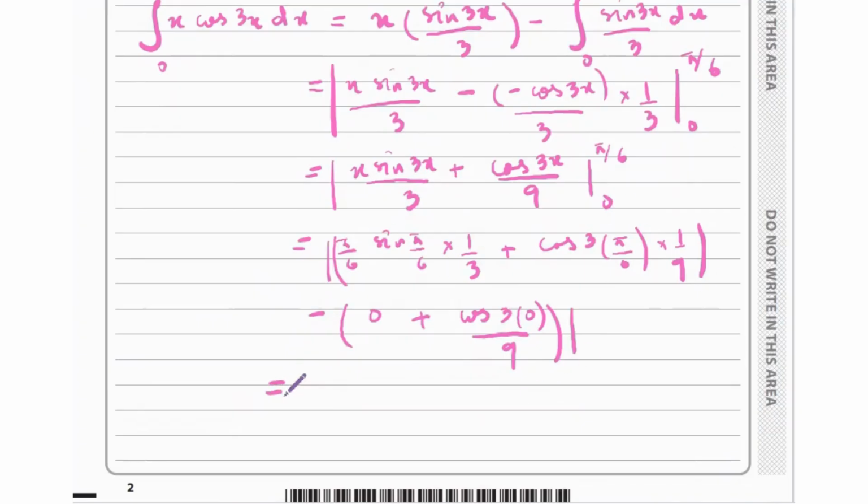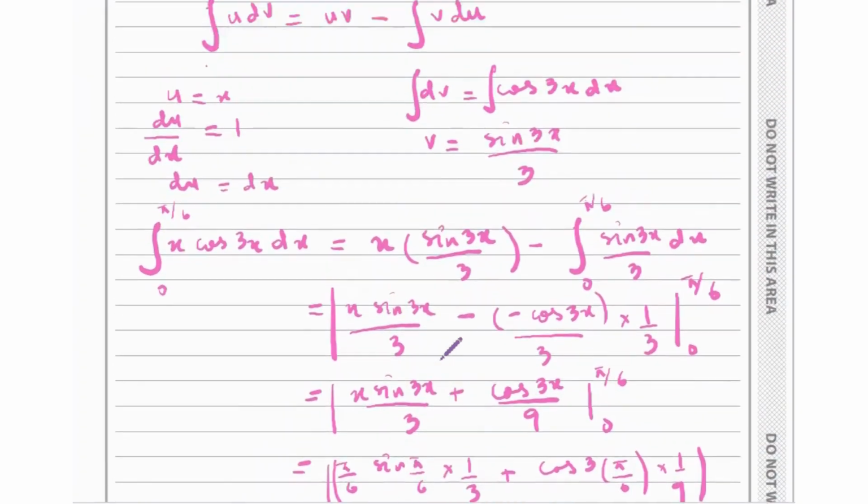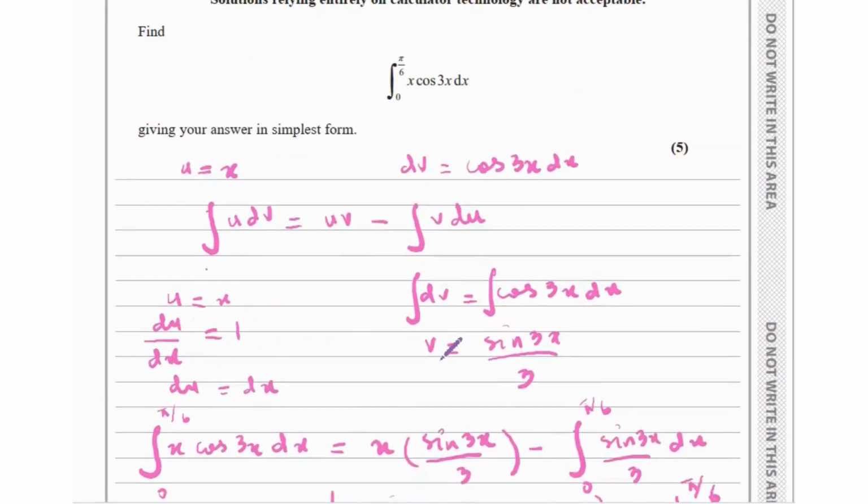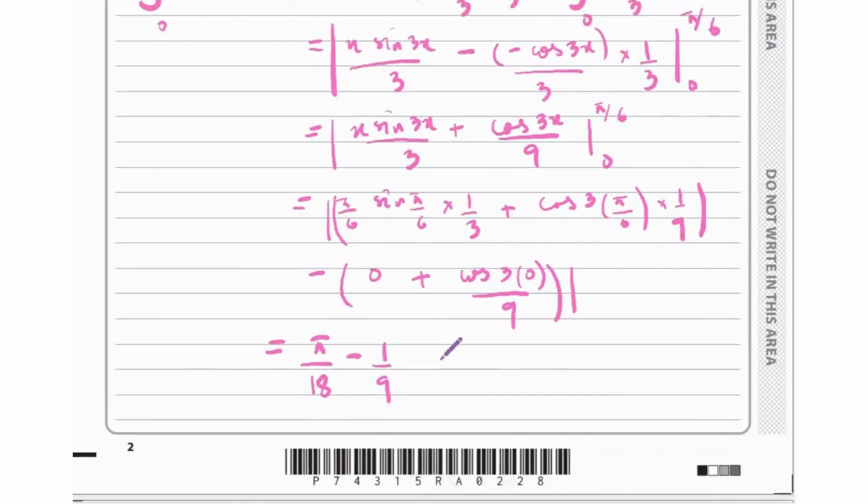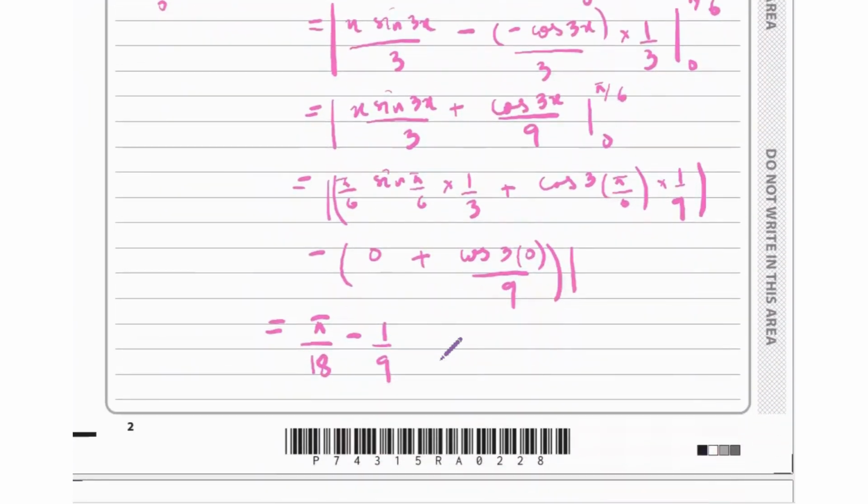So we solve the first bracket. What we get is pi by 18. Just plug it in the calculator and you'll have your value. And for the second bracket, we're going to get minus 1 over 9. They want the answer in simplest form, so this is your answer: pi by 18 minus 1 over 9. That's the integral.